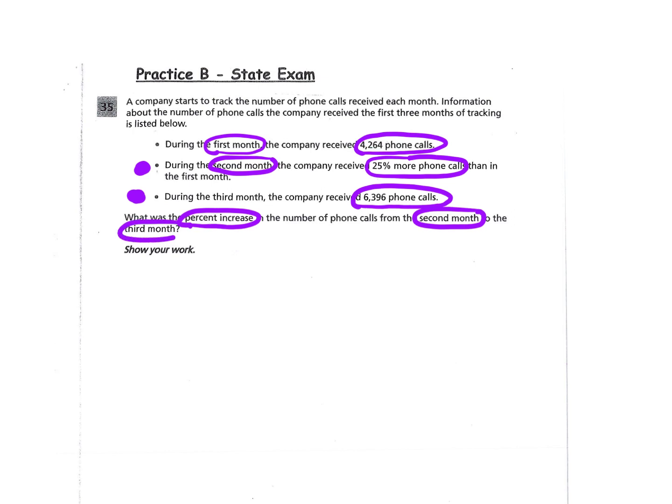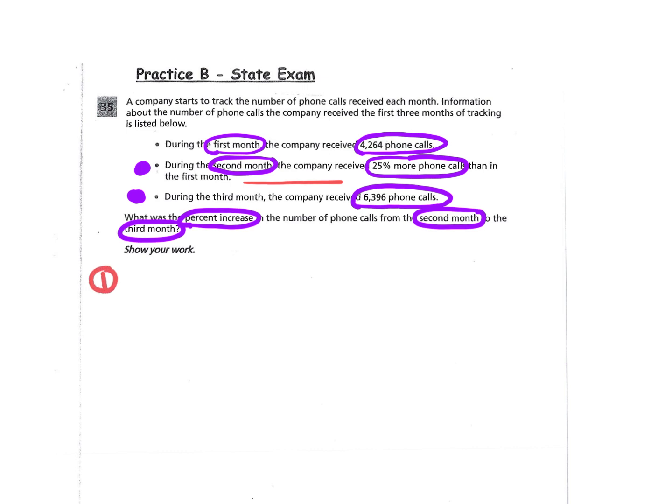So we're calculating the percent of increase. But we don't actually know how many phone calls were received for that second month. We're going to have to figure out, based on the first month, how much that is. So, let's use a tape diagram.